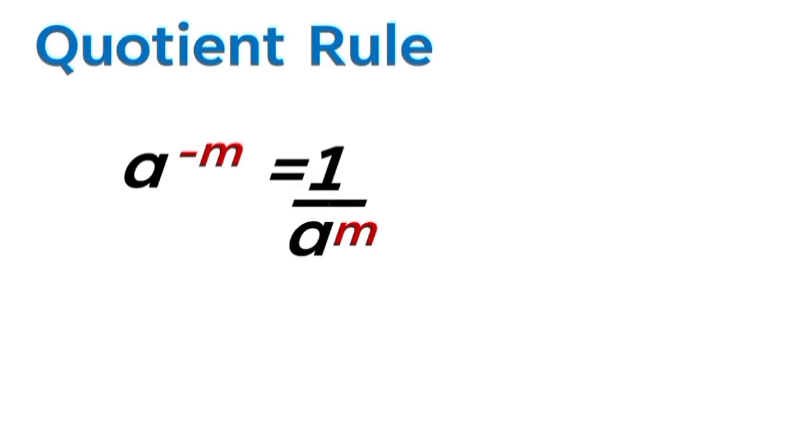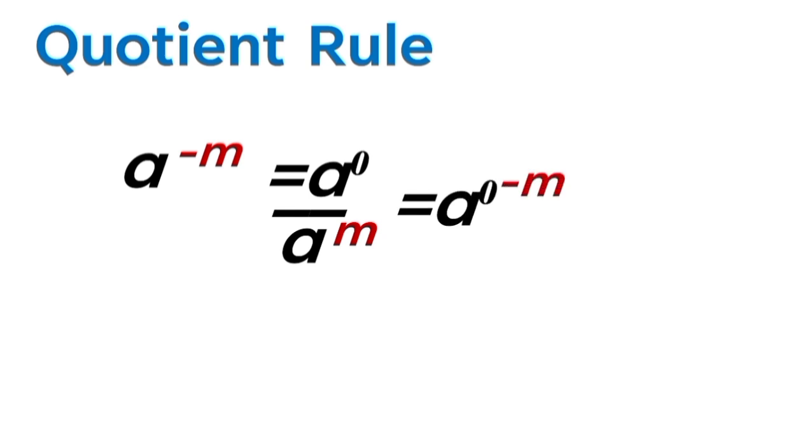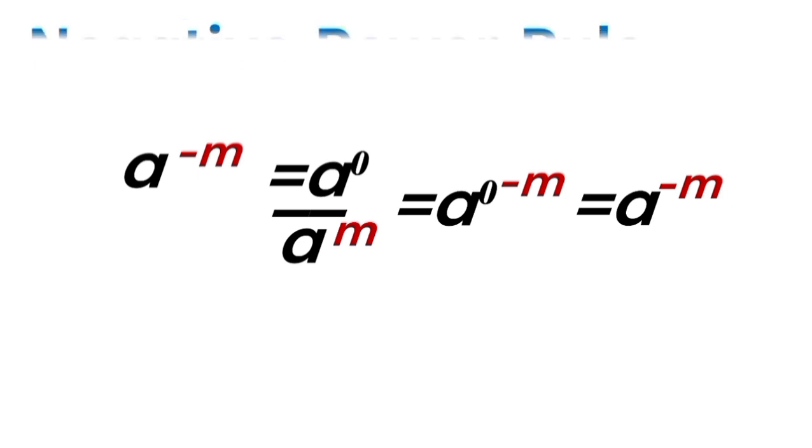We have from the quotient rule, a to the power negative m is equal to 1 over a to the power m. So how to prove this one? 1 can be a to the power 0, so a to the power 0 divided by a to the power m. And this becomes a to the power 0 minus m, and this is equal to a to the power negative m. That's how to prove the negative power rule.